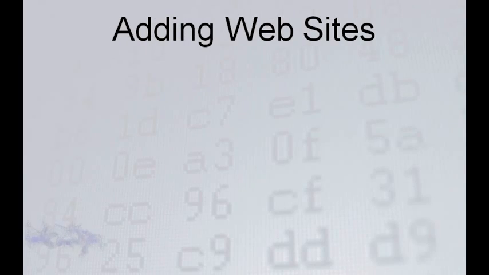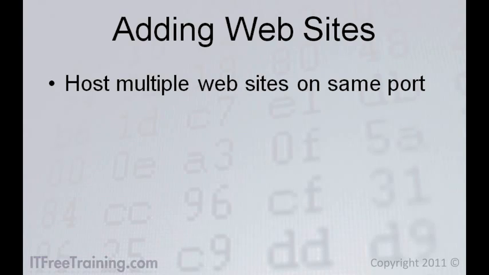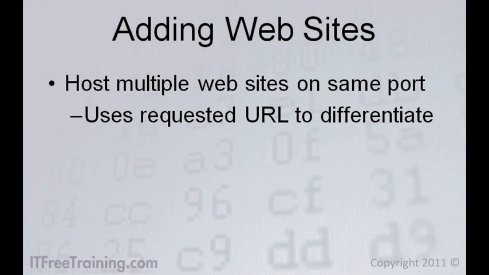One of the tasks that you'll most probably perform on IIS is adding websites. You may even find that you will need to host multiple websites on the same server. IIS has support for multiple websites on the same IP address and port. It does this by using the requested URL to determine which websites to direct the request to.